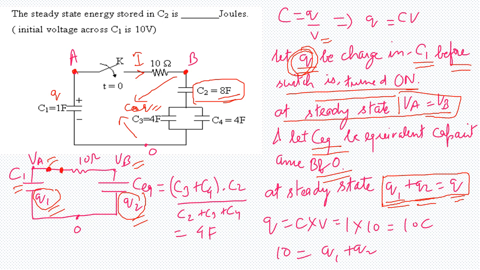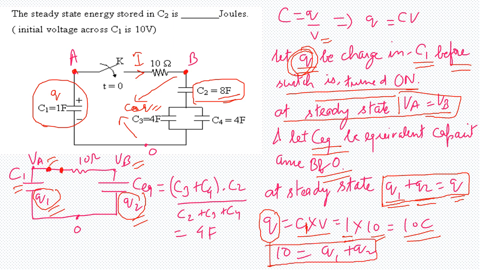Now let us calculate our Q. Q is simple to calculate. Before the switch was turned on, Q is equal to C into V, or C1 into V, because only capacitor C1 had charge. That is capacitance 1 into voltage 10 volts, so it is 10 coulomb. Now when the steady state is reached, Q1 plus Q2 should again be 10 coulombs. So now we can substitute the values of Q1 and Q2.